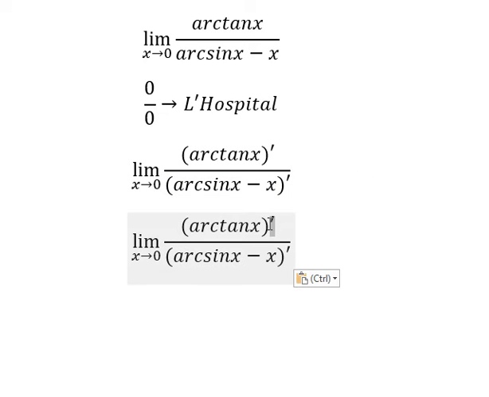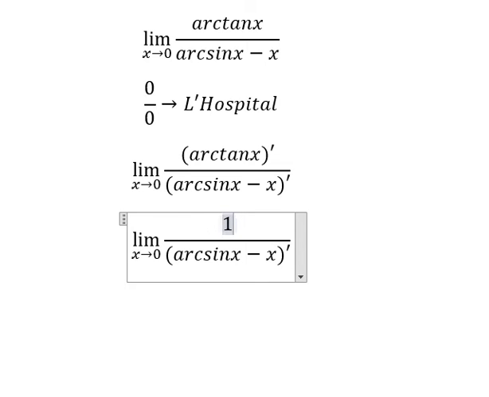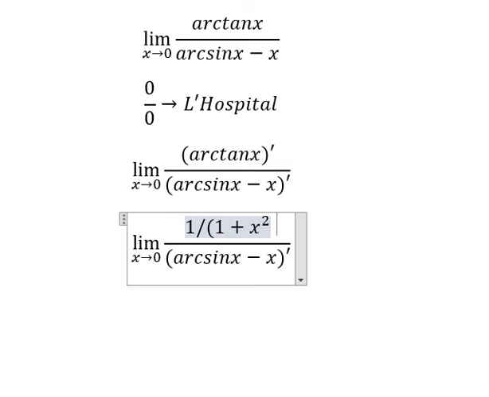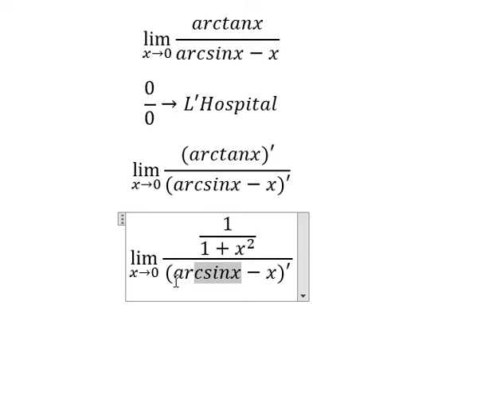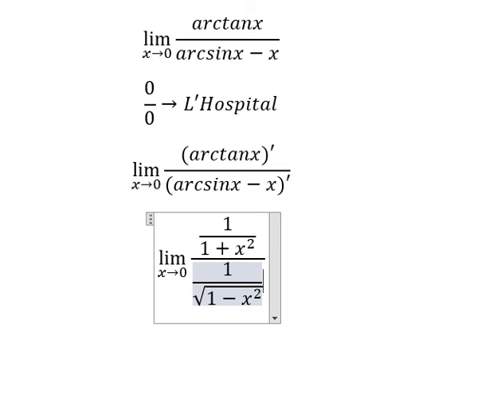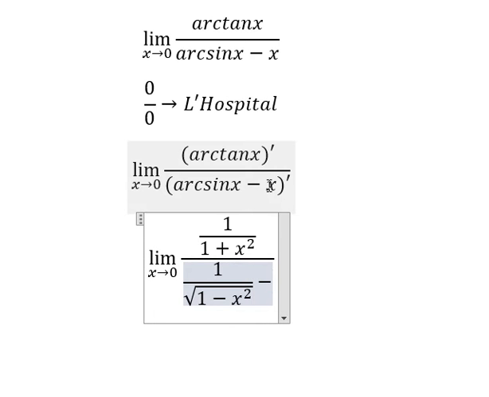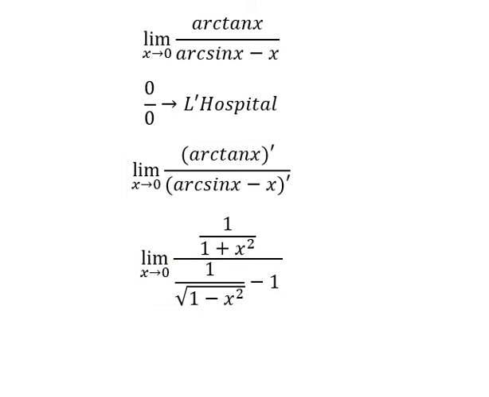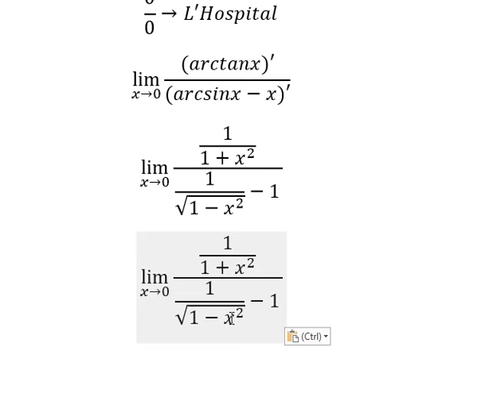So for this one we have 1 over 1 plus s squared. This one we have 1 over the square root of 1 minus s squared. This one we have number 1. Next, we multiply by 1 minus s squared on the numerator and denominator.